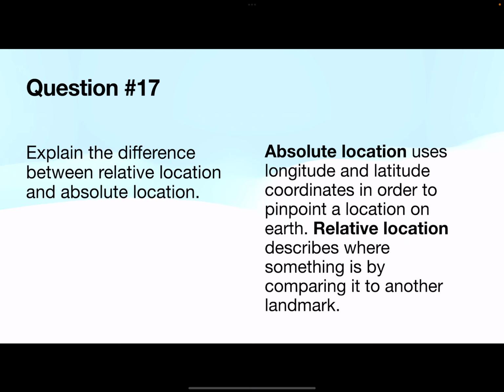Question 17. Explain the difference between relative location and absolute location. Absolute location uses longitude and latitude coordinates in order to pinpoint a location on Earth. Relative location describes where something is by comparing it to another landmark.